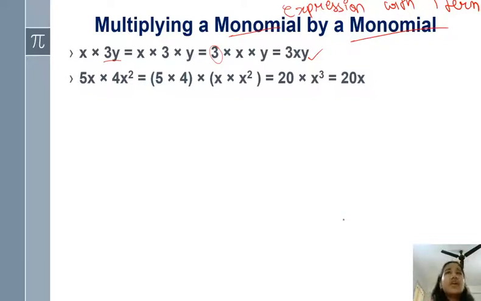5x into 4x square. So what we do, we take the numerical coefficients on one side and the variables on the other side. We multiply the constants together, the coefficients together, and we multiply the variables together. So now this is the law of exponents which I had taught you.